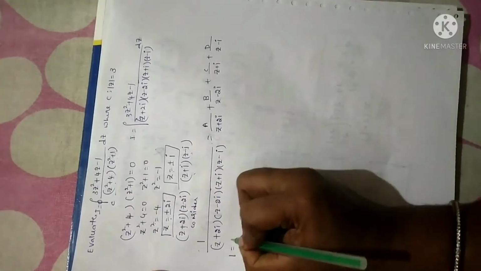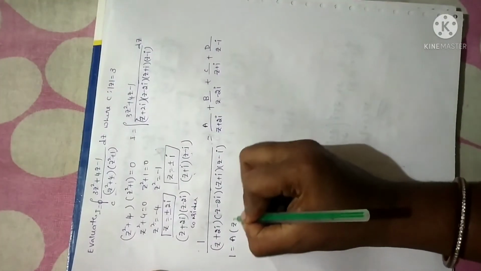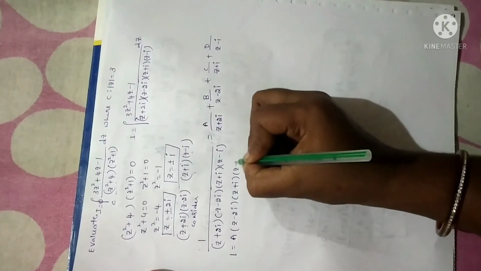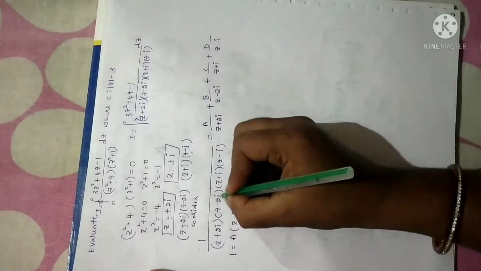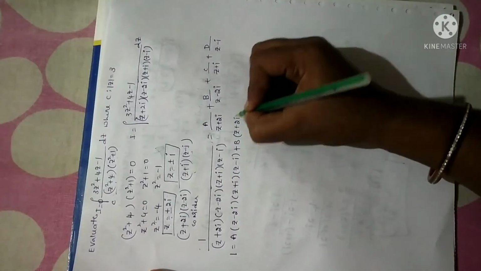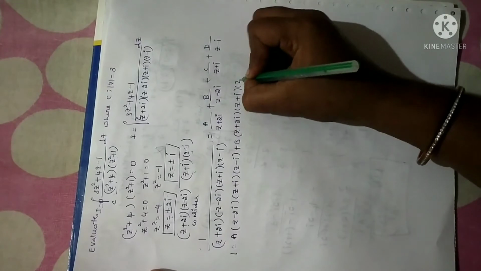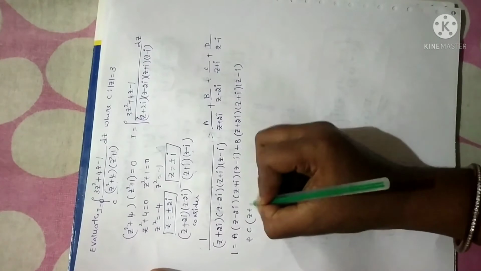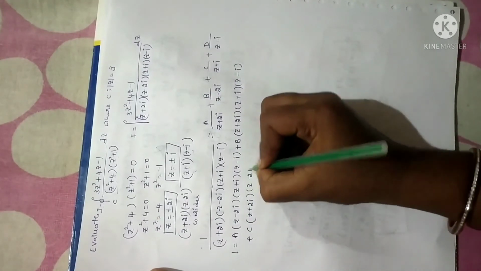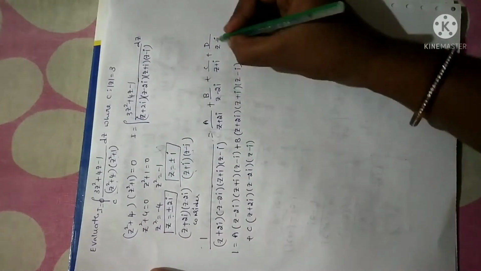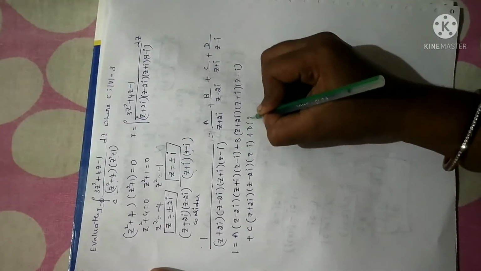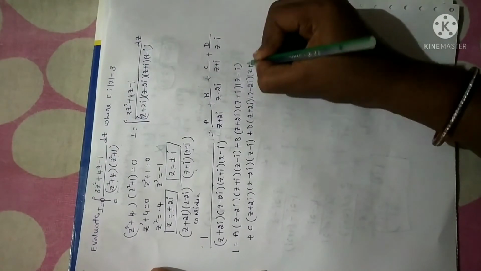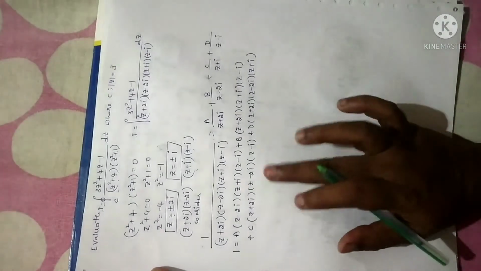Further, 1 is equal to a into, z plus 2i goes off, so you will get z minus 2i into z plus i into z minus i. Similarly, plus b into, z minus 2i will not be there, so you will get z plus 2i into z plus i into z minus i. Similarly, plus c into, z plus i will not be there, remaining terms z plus 2i into z minus 2i into z minus i. Similarly, z minus i will not be there, so d into z plus 2i into z minus 2i into z plus i. Fine. Hope it is clear.